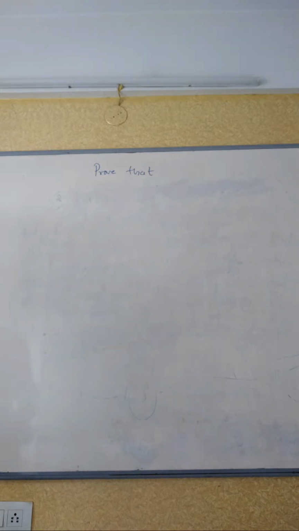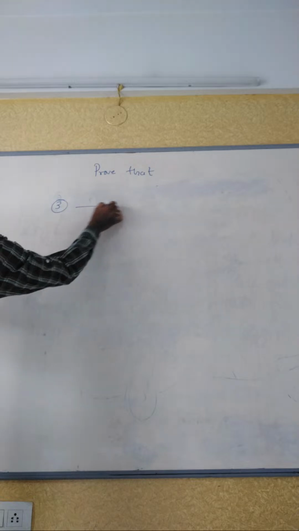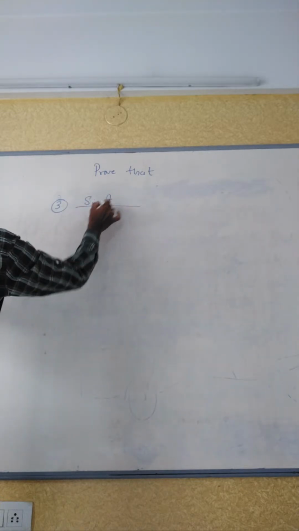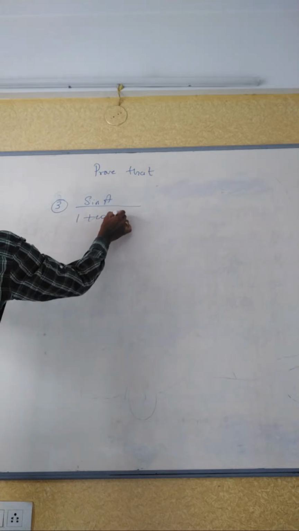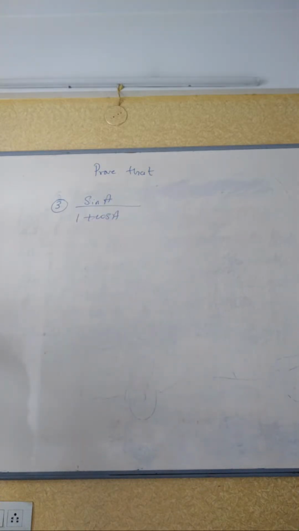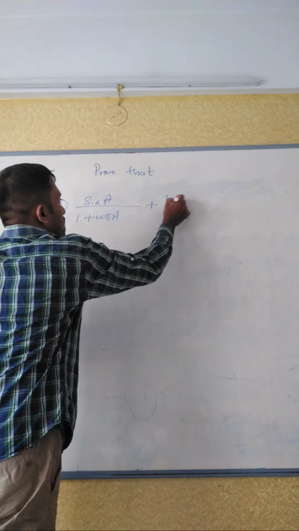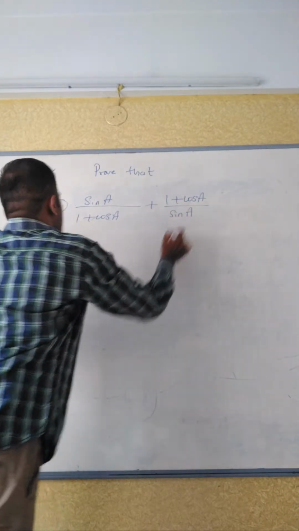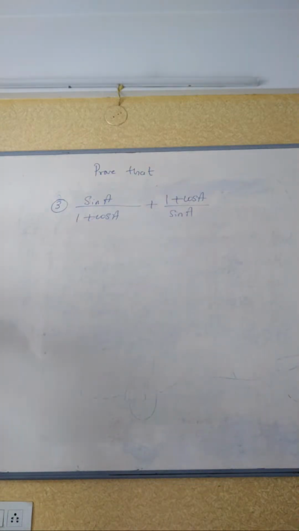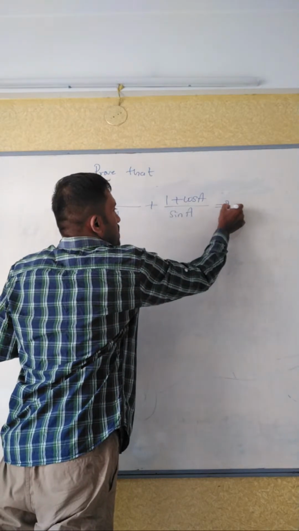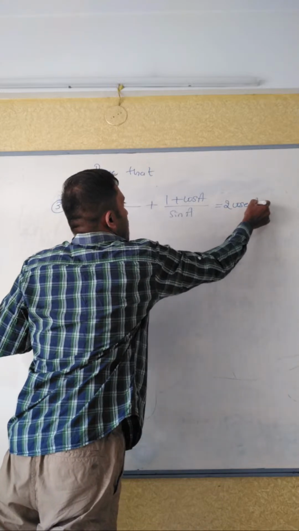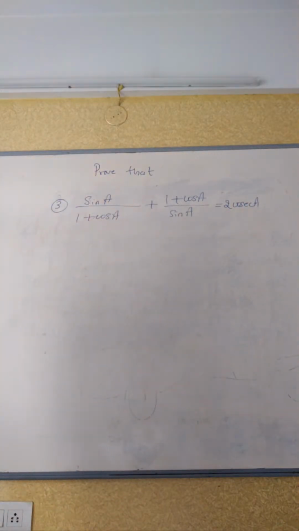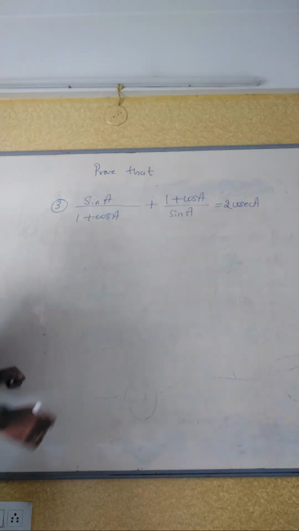Sin A over 1 plus cos A plus 1 plus cos A over sin A is equal to 2 cosecant A. We take the LHS.